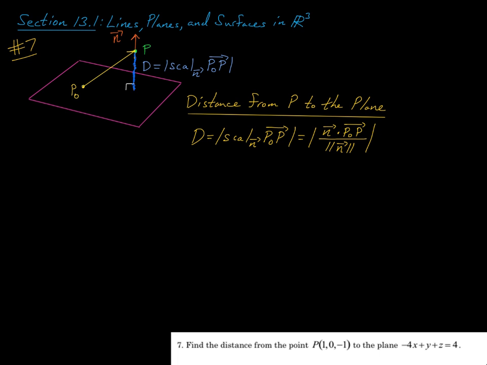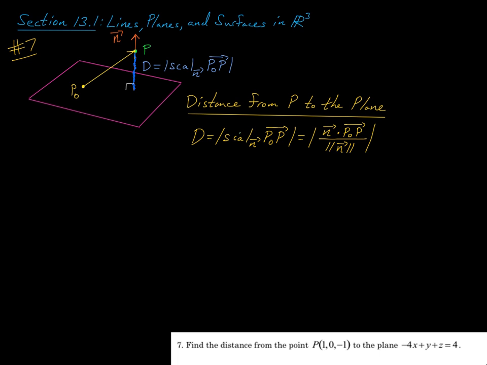And if the angle between the yellow and the orange vectors is acute, as it is in the picture that I've drawn, this blue distance is nothing other than the scalar projection of p0p onto the normal vector. Now, if the angle between the yellow and the orange vectors is obtuse, then the scalar projection, as we know, will be negative, but in absolute value, it will equal this blue distance that we're looking for.